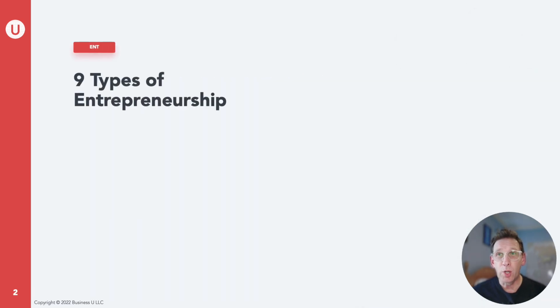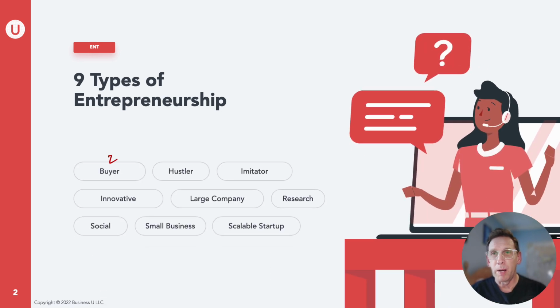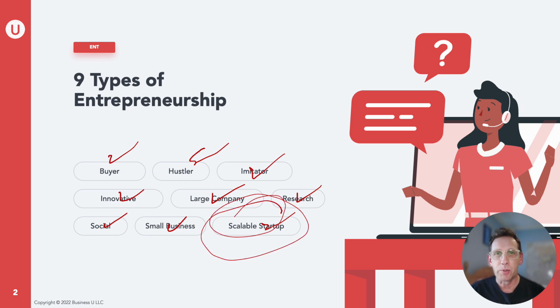So first off, did you know that there are 9 types of entrepreneurship? These are the types. You've got your buyer, you've got your hustler, you've got your imitator, your innovative, your large company, your research, your social, your small business, and your scalable startup. These are the 9 types of entrepreneurship. We're going to discuss each one of these individually, but we're going to start with a scalable startup.